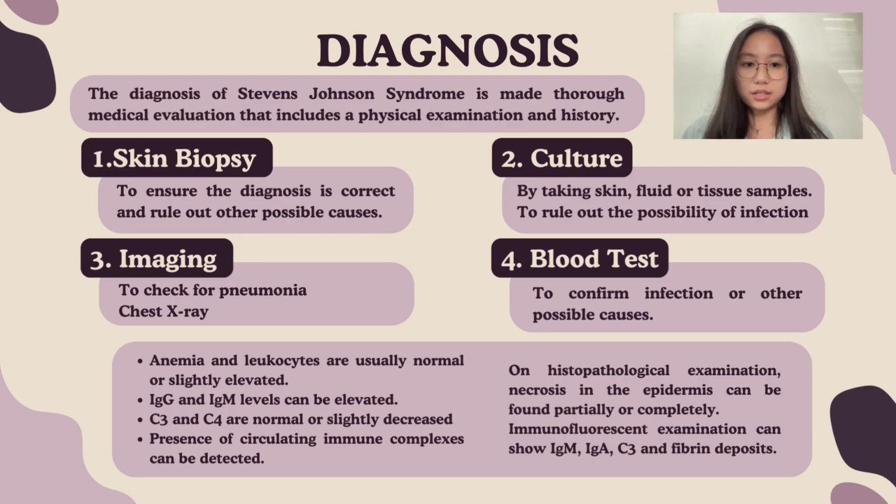There is an increase in eosinophils. IgG and IgM level can be elevated. C3 and C4 are normal or slightly decreased, and the presence of circulating immune complex can be detected. On histopathologic examination, necrosis in the epidermis can be found partially or completely. Intracellular edema in the epidermis, swelling of the endothelium, and erythrocytes coming out of the skin. Immunofluorescence examination can show IgM, IgA, C3, and fibrin deposits.